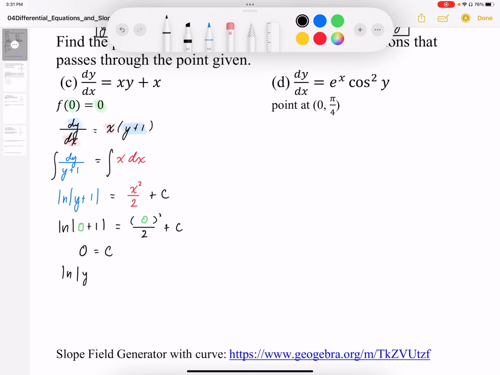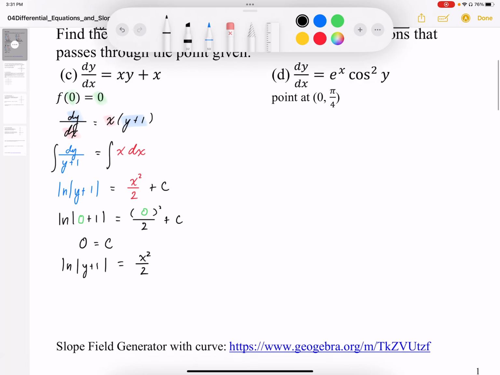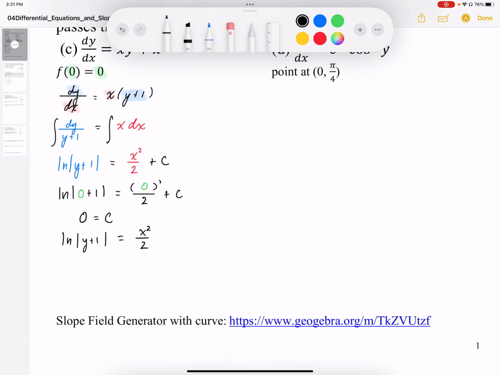Once I've done that, I have log y plus 1 is equal to x squared over 2. And now I have a specific solution that passes through the point 0, 0. So solving for y, I'm going to end up with y is equal to e to the x squared over 2, and that plus 1 becomes minus 1 on this side. So this represents the specific solution to that differential equation that passes through that point 0, 0.